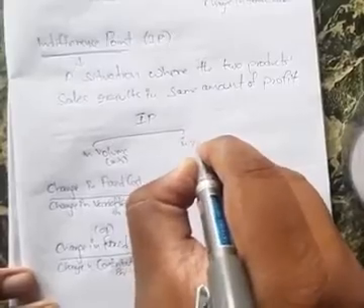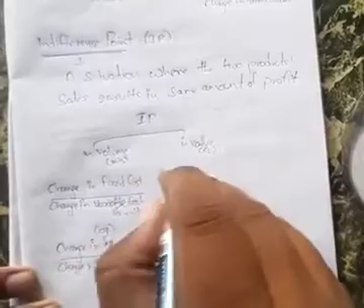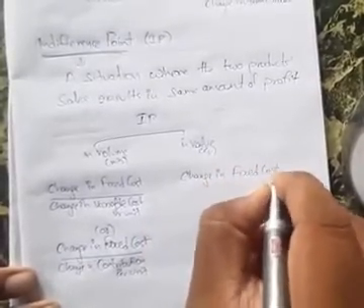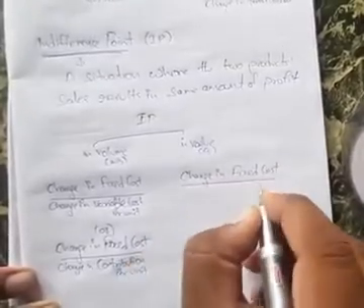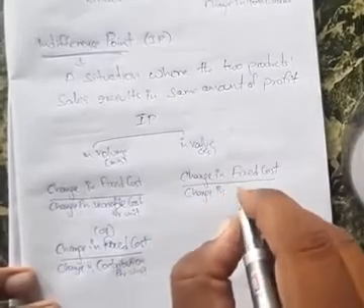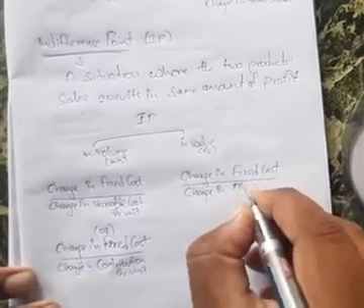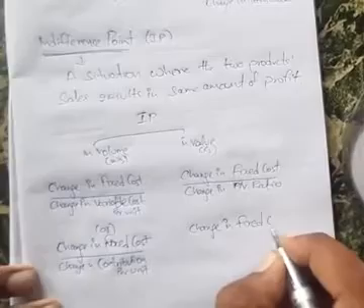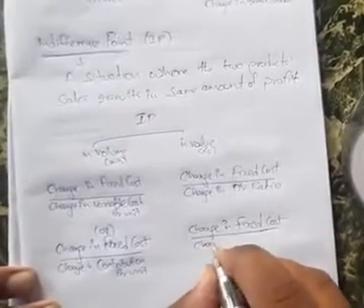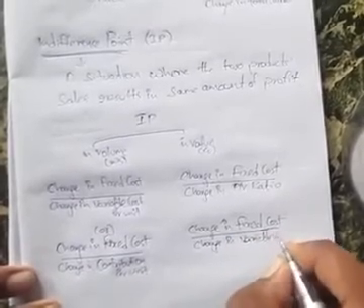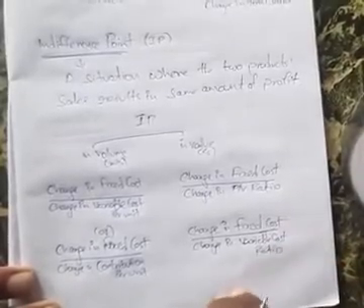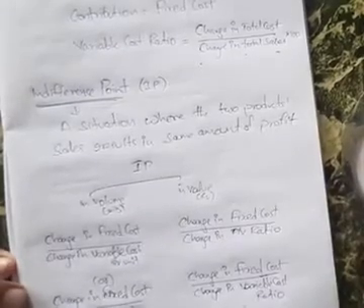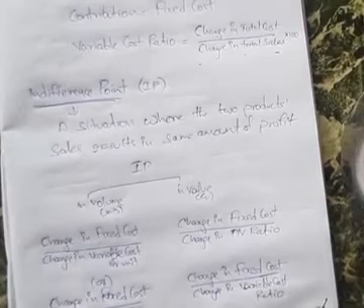Also, it is measured in value, right? That is in rupees. How? The numerator is the same: change in fixed cost divided by change in PV ratio. And another formula is change in fixed cost by change in variable cost ratio. What is variable cost ratio? Variable cost ratio means change in total cost by change in total sales into 100. So this formula is used to measure the indifference point.